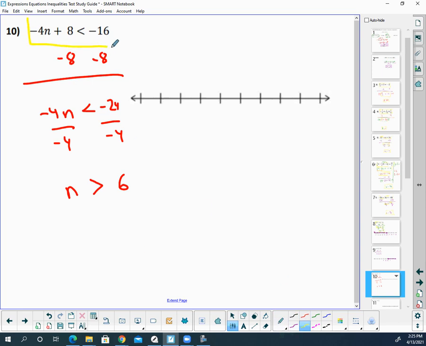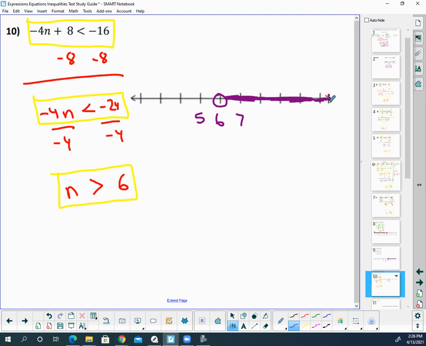So this is negative 4n plus 8 is less than negative 16. Subtract 8 from both sides. I get this inequality. I divide both sides by negative 4, and I get this inequality. To graph it, here's 5, here's 6, here's 7. I would put an open circle at 6, and because 6 is not included in the solution, we don't shade it in, but n is greater than 6, so the numbers that are bigger on a number line that goes left to right are always to the right, so we would shade this to the right to show all the values that are greater than 6. Those are all the values that would make this inequality true.